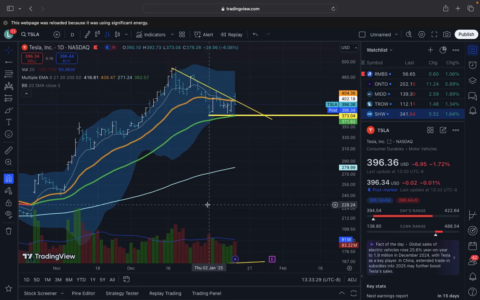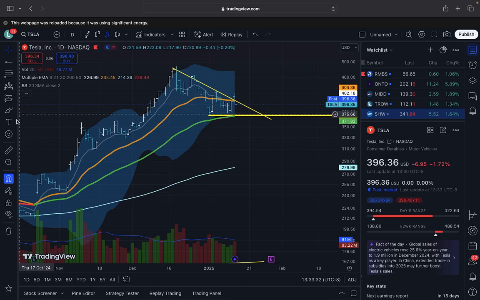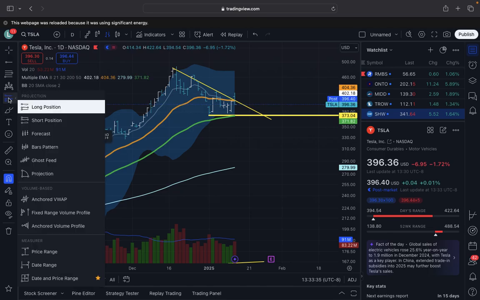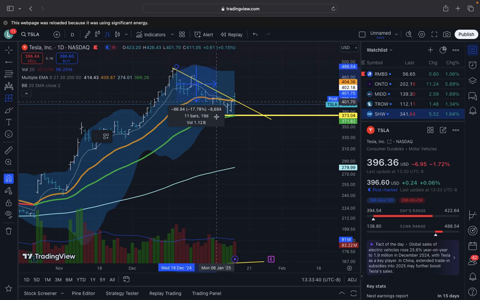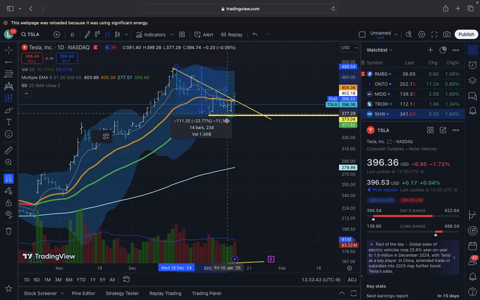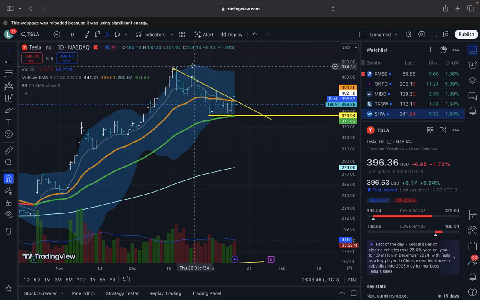Another thing to keep in mind is the depth. How far has it gone down? You click right here, go to date and price range, go from the top down to the bottom, and you can tell it's about 22%. From here to here is a 22% decline. Usually a stock will decline around 20 to 30%. A good solid stock will only go down to 10%, so 20% is pretty decent. Not bad. Anything above 30%, we have to be careful.